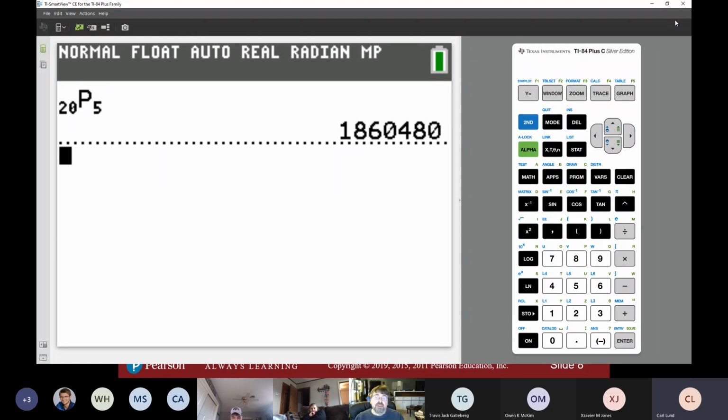So if your calculator, and again, other graphing calculators besides the TI also can handle permutations, and some scientific calculators can as well. If your calculator can deal with permutations, you are free to use your calculator. You do not have to use the formula. If your calculator can't, you will have to use the formula.